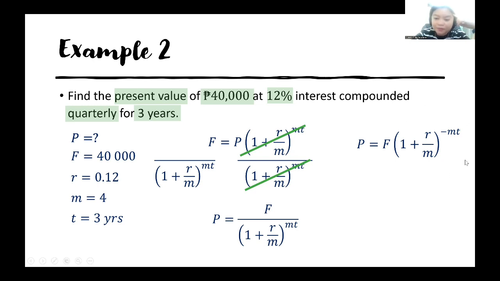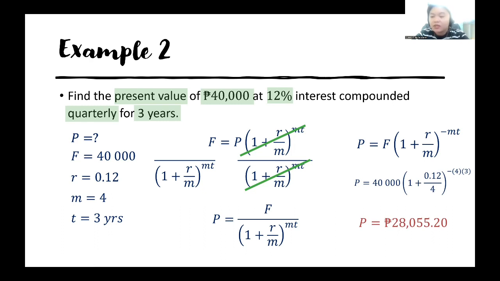Okay? So, you have here this formula. Substitute, and then you'll get 28,055.20 as your present value.